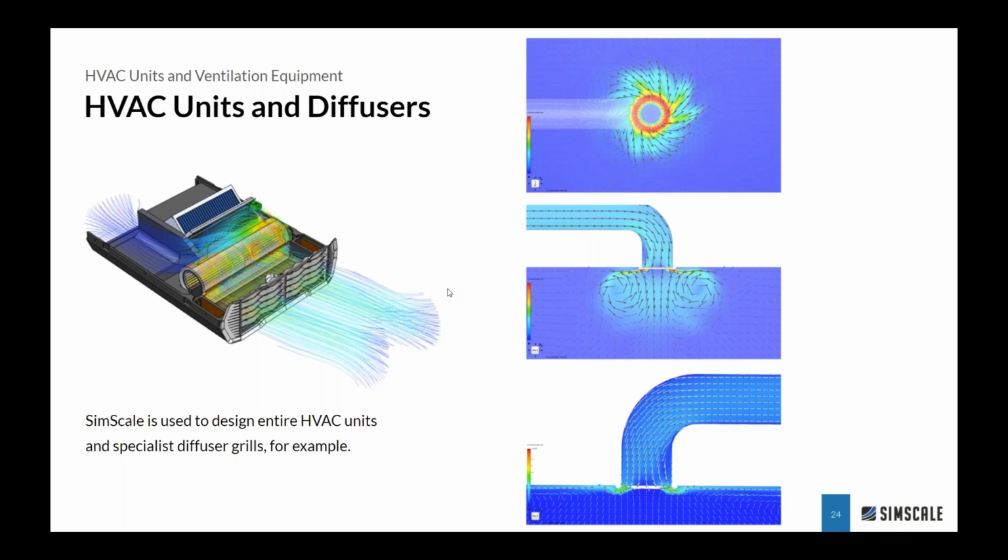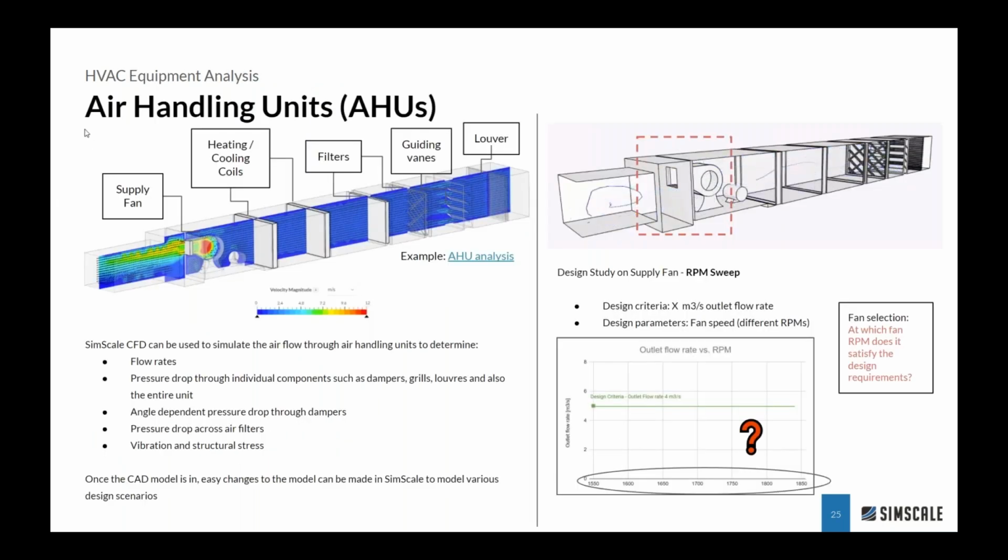Final example of a more complex air handling unit is what we can see here. So these air handling units are used in the ducting design, and with Simscale we can analyze in detail how the different components of these air handling units play together with each other.